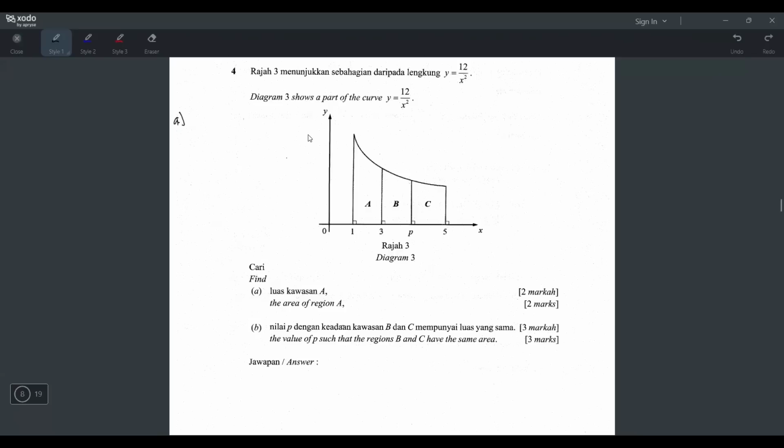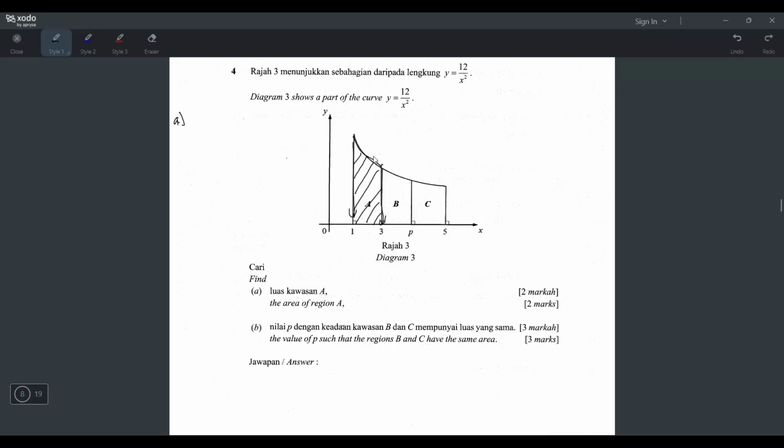Pengamiran. So how to find area using the integration method? Very easy, because they want to find the area of region A. So let's look at region A. This is region A, right? So as you can see, the area A is in between the curve and the x-axis, right? And if it's already like this, you can straight away integrate the curve, but the limit will be from 1 to 3 lah.